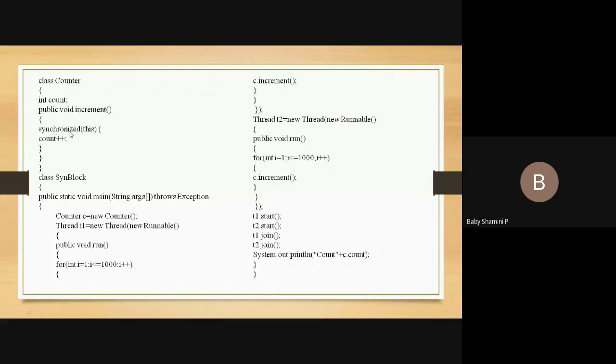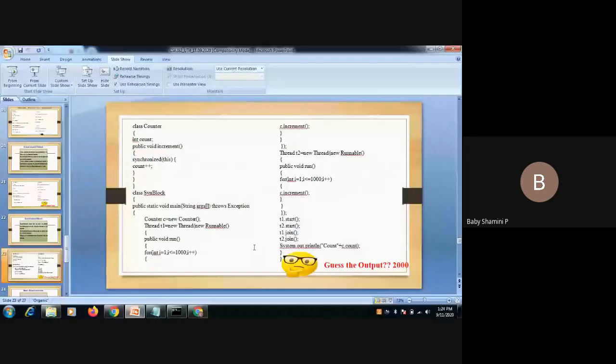And here we have a synchronized block. Once thread T1 starts its execution, this block is locked until it completes its task. That is the concept of the synchronized block. Okay. So once T1 completes its task, T2 starts executing the task. Okay, I will show the demonstration.